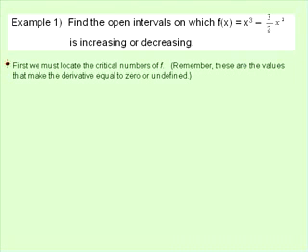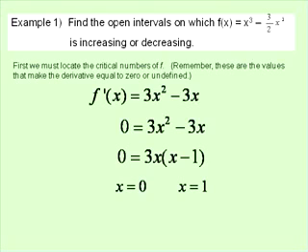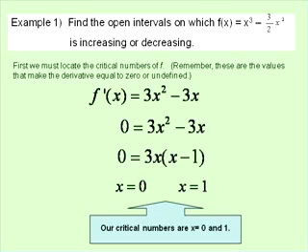First, we must locate the critical numbers of f. Remember, these are the values that make the derivative equal to 0 or undefined. Using the power rule, our derivative is f prime of x equals 3x squared minus 3x. If we set this derivative equal to 0 and solve for x, we find that our critical numbers are 0 and 1.